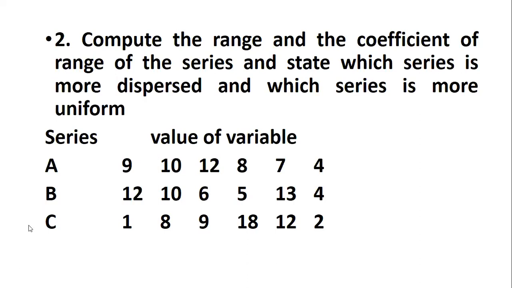Okay, so let's go on and see the problem, that is series. They have given us three series, A, B and C, and there are certain numbers given to us. Okay, this is not a discrete series problem, it is an individual series. How do you know it is an individual? You see three different series and individual observations of all of it are given. So this is an individual series problem, it is not discrete. First, let's solve this problem and understand which is more dispersed or uniform.